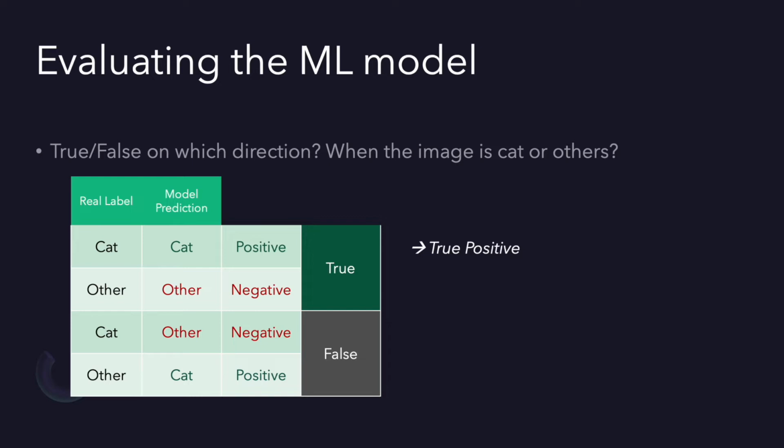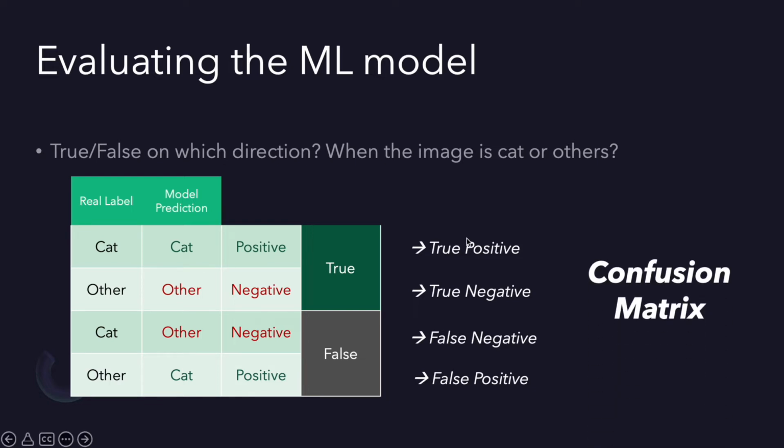If the model predicts the data as negative, and if it is true, that means true negative, like in the second row. If the model predicts data as negative, as non-cat, but it is false, that means false negative, like in the third row. And if the model predicts data as positive, as cat, but it is false, that means false positive, like in the last row. And this table is a confusion matrix. Then we can understand the performance based on this matrix, and we will derive other measures from this matrix.